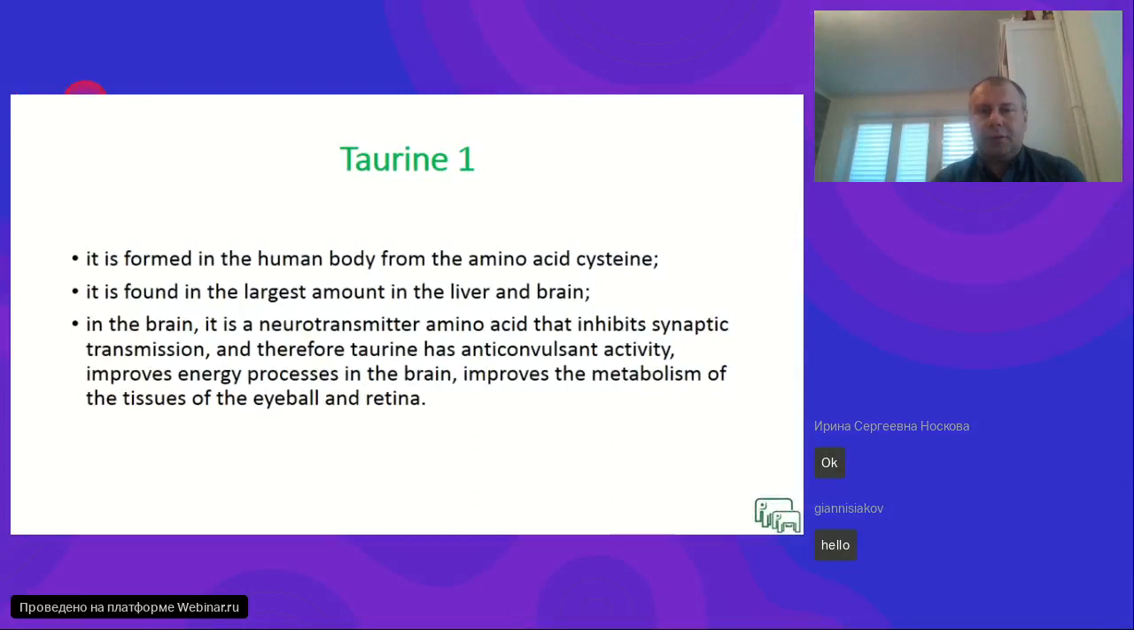Taurine is a very important amino acid. It is formed in the human body from the amino acid cysteine. It is found in the largest amount in the liver and brain. In the brain, it is a neurotransmitter. It's a special molecule which inhibits transmission between nervous cells, and therefore taurine has anticonvulsant activity, improves energy processes in the brain, and improves the metabolism of tissue of the eyeball and retina.